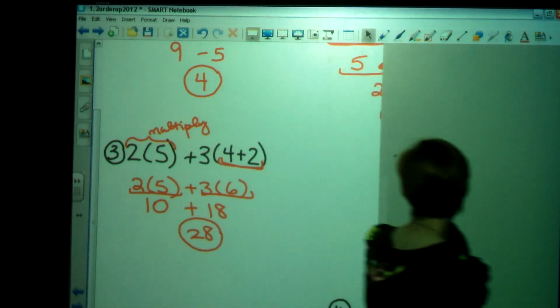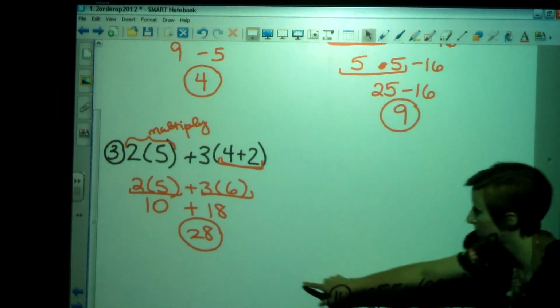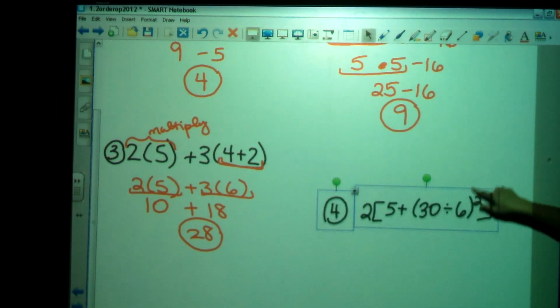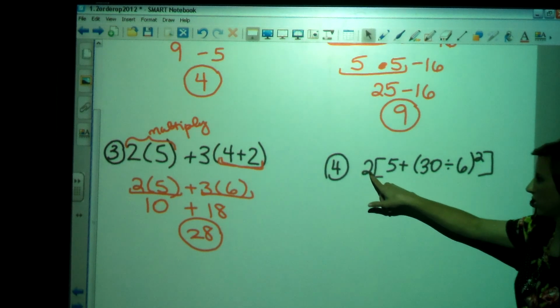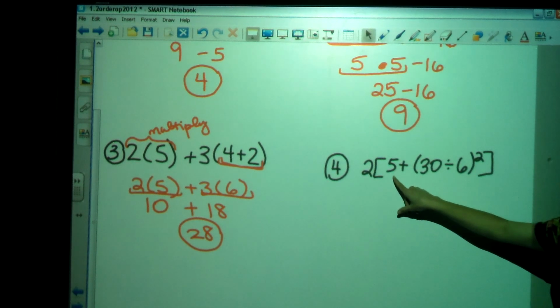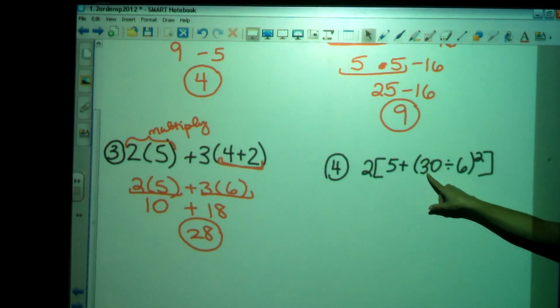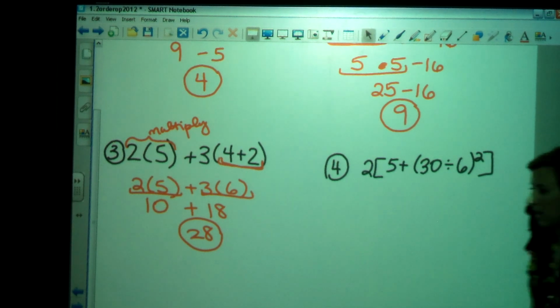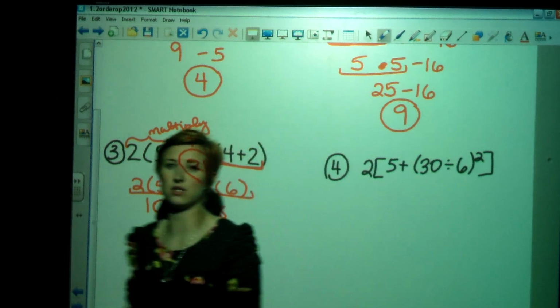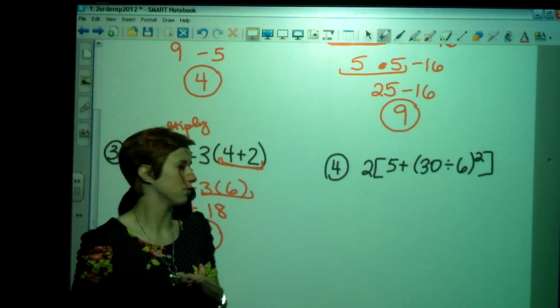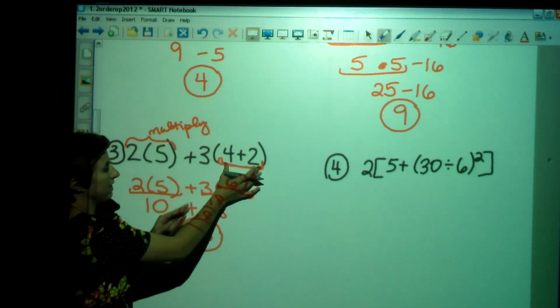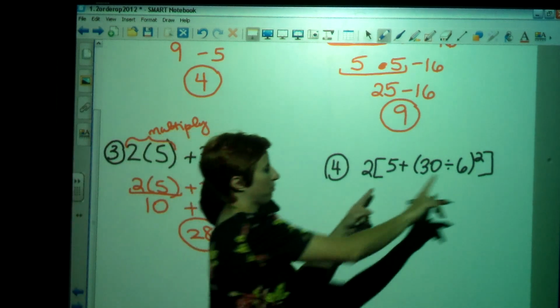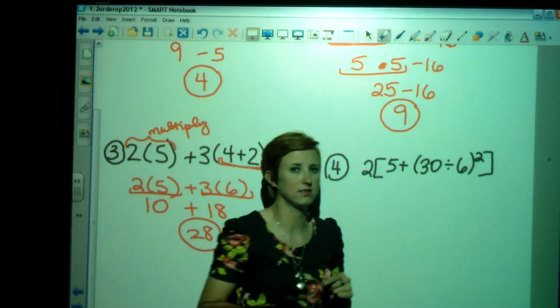Number 4, I'm going to have to scoot him up real quick too. It has 2, then a bracket, 5 plus, parenthesis, 30 divided by 6 to the second power, or 30 divided by 6 squared, and then we close our bracket. So this is why step 1 is using grouping symbols, because over here we had parentheses, but over here we have a bracket and a parentheses.